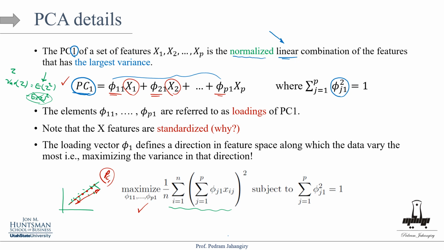The output of this optimization is going to be a bunch of factor loadings. We call them loadings. These loadings define the direction in the feature space that maximizes the variance, right? So basically it gives us PC1.